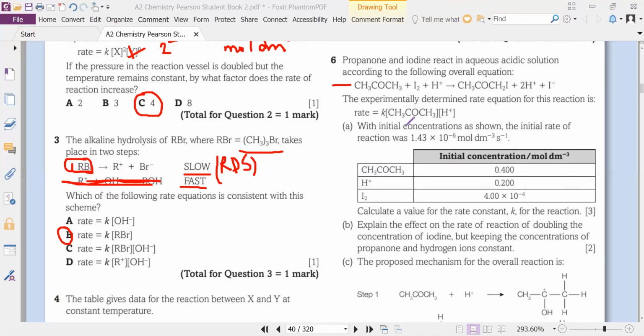The experimentally determined rate equation is this. Hisham is already working on it. Very good. With initial concentrations as shown, the initial rate of reaction is 1.43 × 10⁻⁶ mol per dm³ per second. The initial concentrations of the ketone, hydrogen ion and iodine are given. Calculate a value for the rate constant k for the reaction.